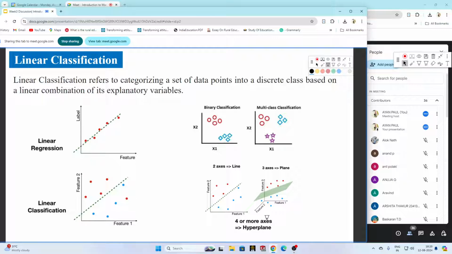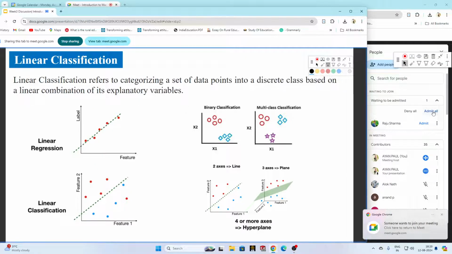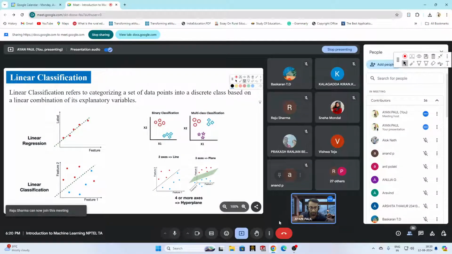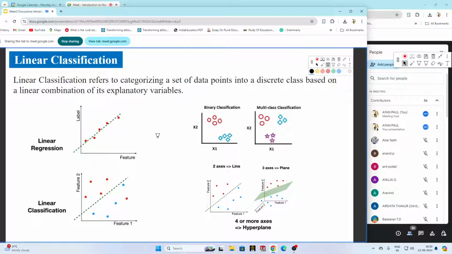Okay, so again I am revising. Last week we discussed linear regression. Today we are discussing linear classification. What is the difference? In linear regression, we have only one group of data points, and what we are doing is fitting the best curve. How are we doing this? We are doing this by RSS, that is residual sum of squares.